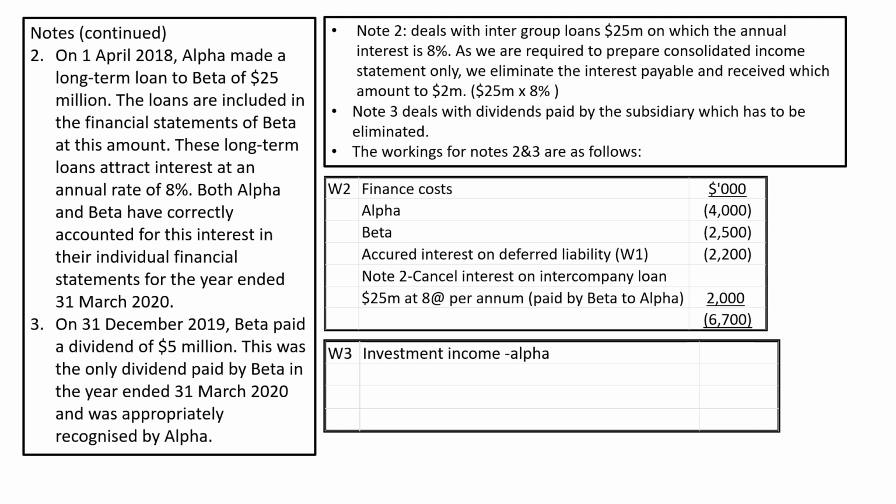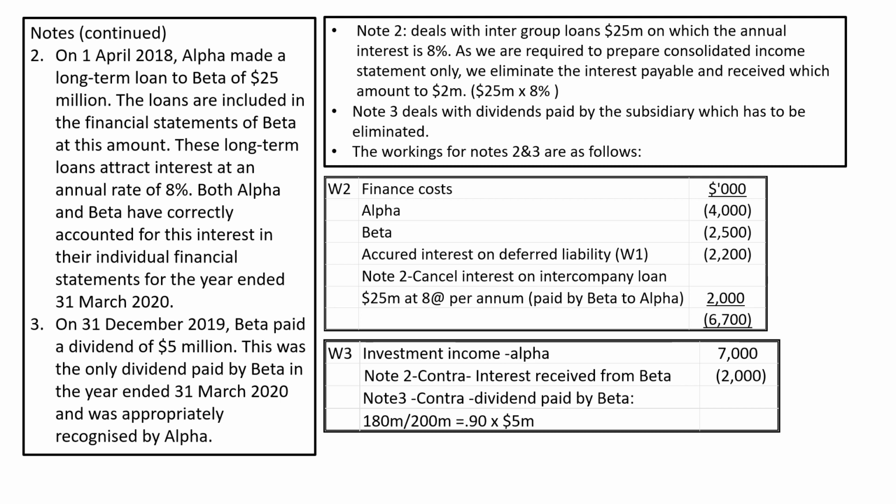Working 3, investment income. From Alpha, taken as given, which is 7 million. We deduct the interest received from Beta on the loan that Alpha made to Beta of 25 million, which is 2 million. And note 3, we cancel out the dividend paid by Beta and received by Alpha, which is 90% of 5 million, because that is the shares in Beta held by Alpha, minus 4.5 million.